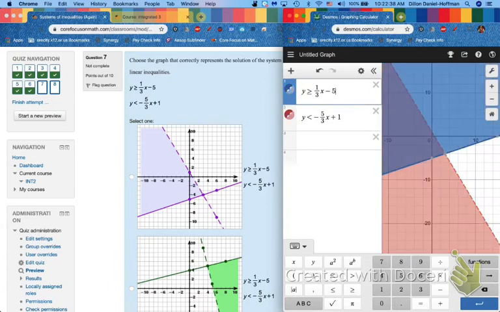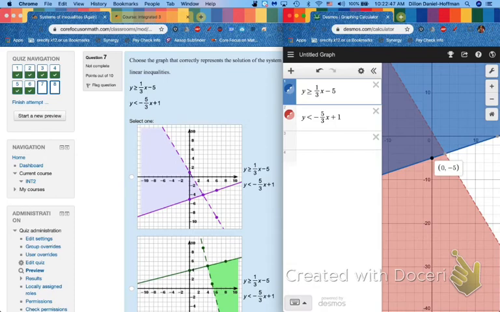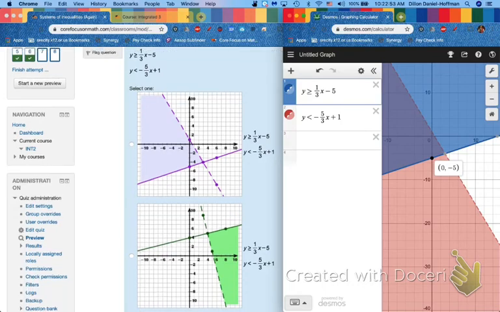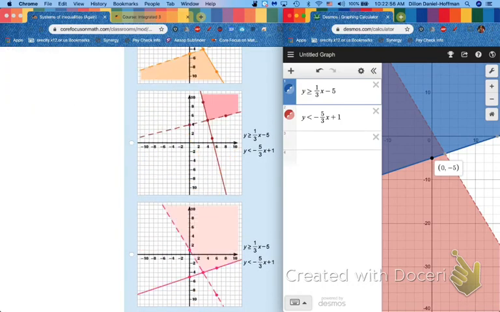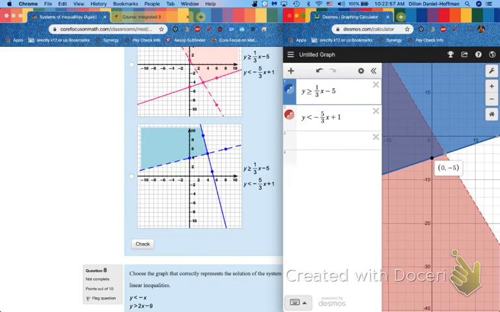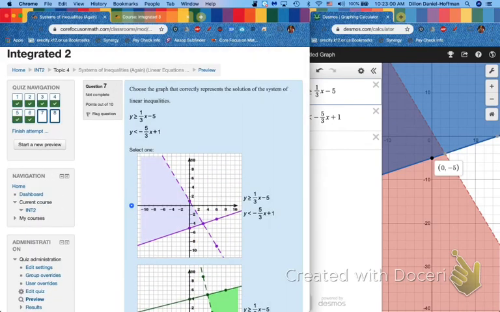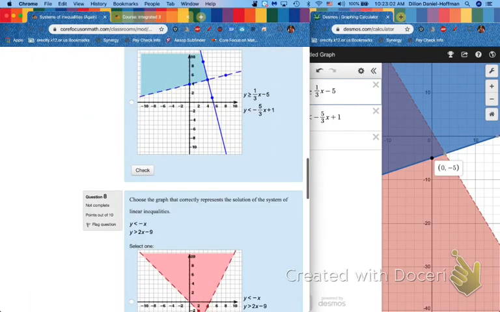Okay, so I need a solid line, a dotted line. This point where it touches is going to be 0, negative 5. Okay, it looks a lot like this first one. Let's just make sure that none of the other ones look similar. Nope, it's got to be the first one for me again. And it's purple! My favorite color. Yay, purple.